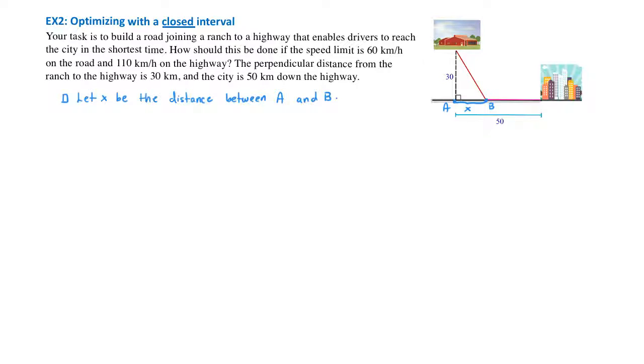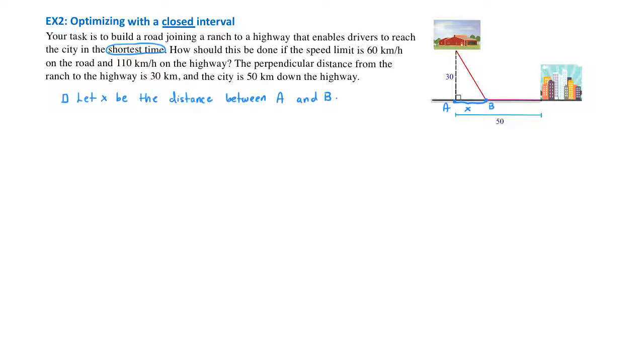So what I want to do here is to find a function for time, because the question, if you notice, is how should this be done if this is the speed on the highway? And what we want to do is to minimize time right here. You see, the shortest time. So why don't we build a function for time, and then we're going to try to minimize that function. We're going to try to find the value of X that will minimize time for us. So again, we're building a function for time.